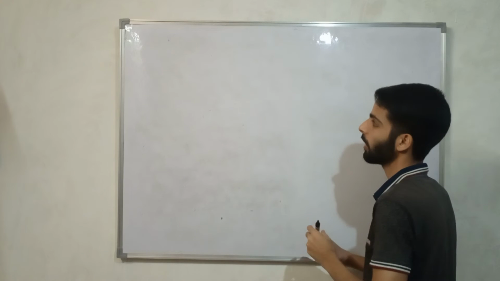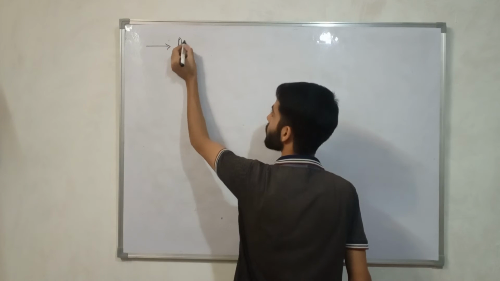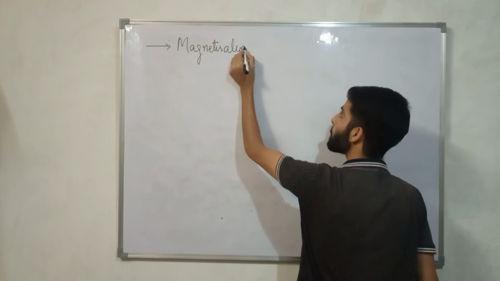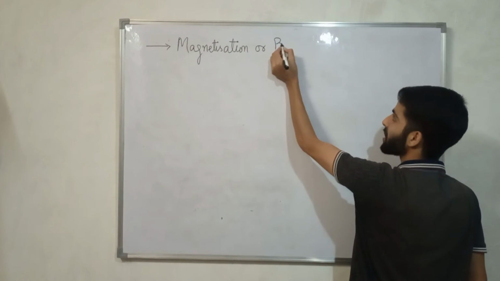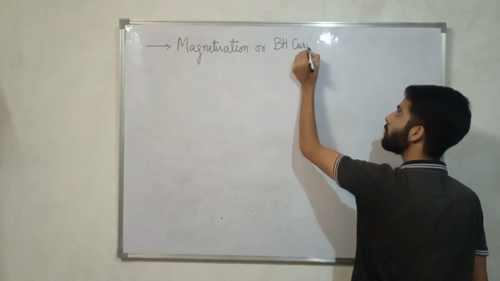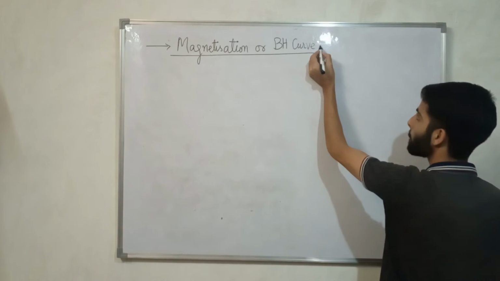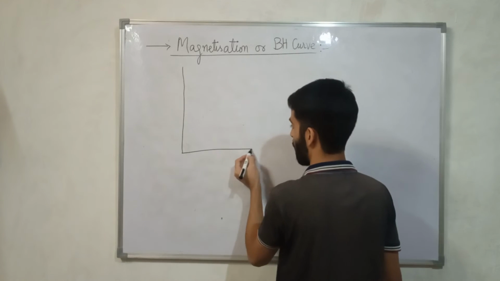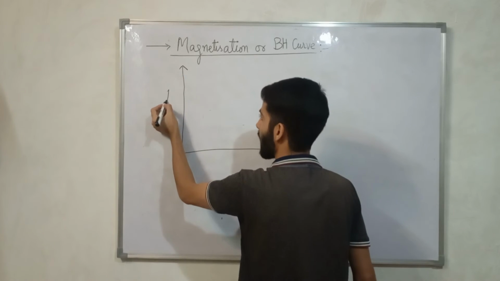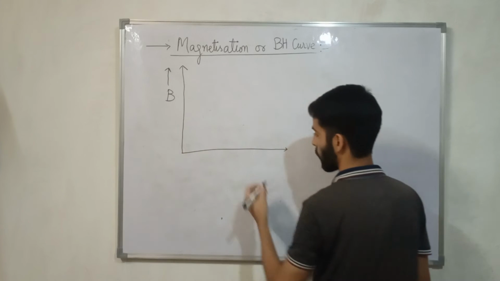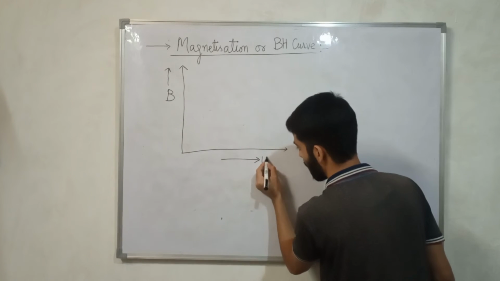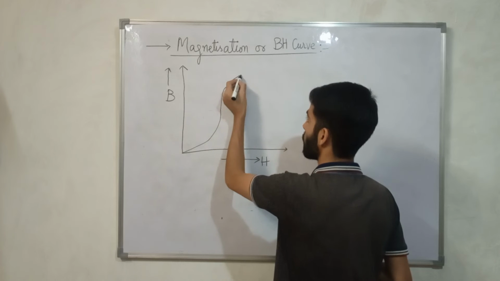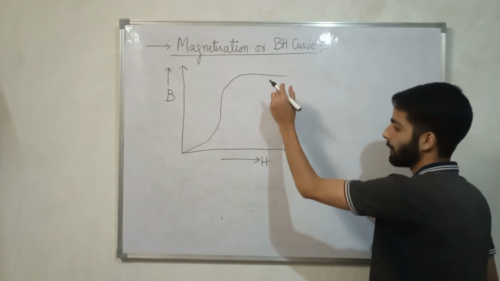The next one is magnetization, or the BH curve. Directly coming over it, if we plot magnetic flux density B on the y-axis and magnetic field strength H on the x-axis, the plot will be something like this.